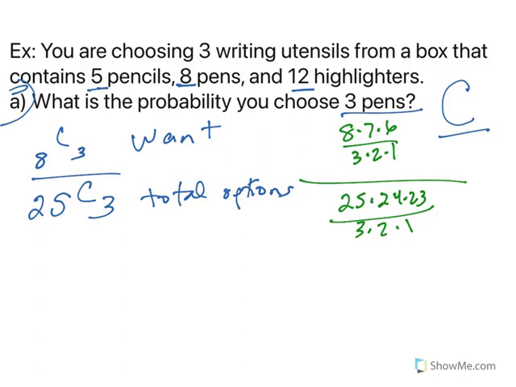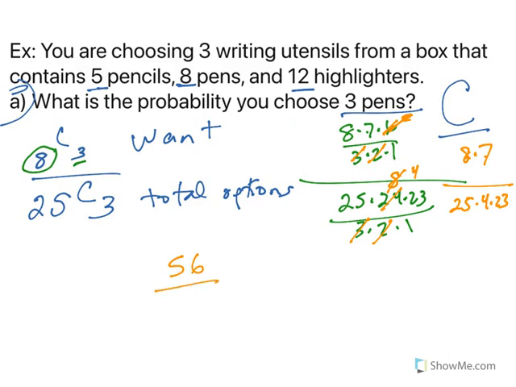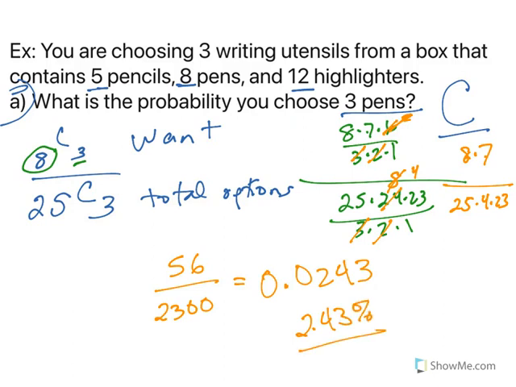Because remember, with combinations, we start with 8, think factorial, but only use 3 numbers, 8 times 7 times 6, and then we divide by the r factorial. Now, in the top, 3 goes into 6 twice, 2 goes into 2 once. I'm left with just 8 times 7. And in the denominator, 3 goes into 24 8 times, and 2 goes into 8 4 times. So I'm left with 25 times 4 times 23. 8 times 7 is 56. And 25 times 4 times 23 is 2,300. So I can divide that out, and I get 0.0243. So I have a 2.43% chance of grabbing 3 pens when I pull out 3 items here.